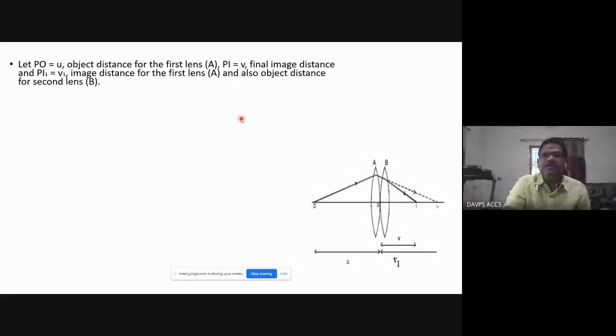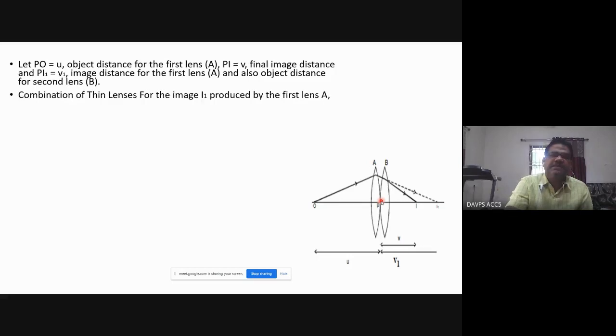We have to derive the mathematical expression. You know that PO is the object distance U for the first lens, PI is the final image distance V, and PI1 equals V1, which is the image distance for the first lens A and also the object distance for the second lens B. Same thing, you read that data. Clear?